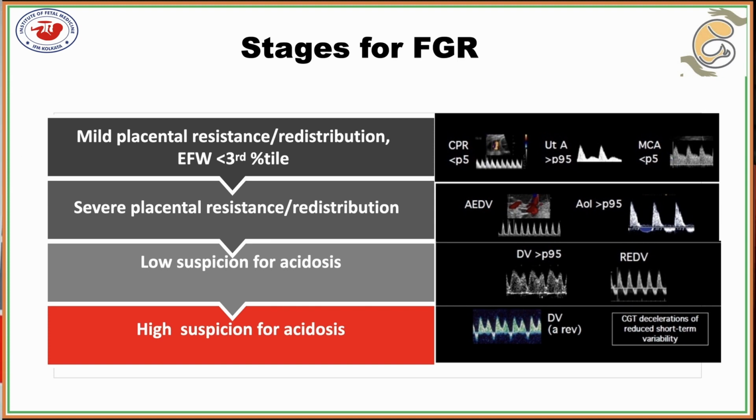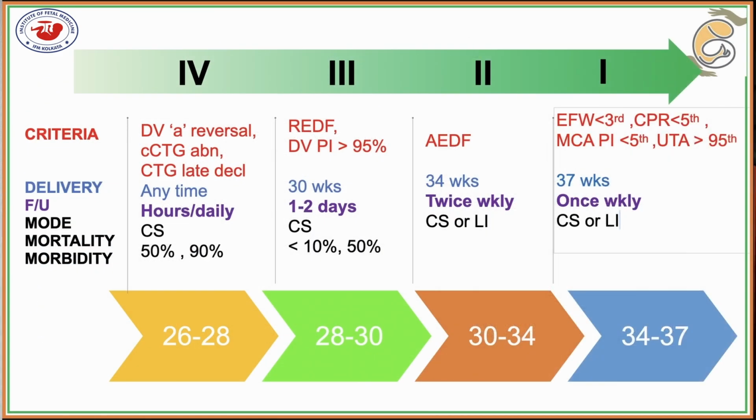If you are serially scanning them, if you are not delivering, then what? You have to recall them. You have to call them back. So when you will call them back, that concept we have to understand. So this is the timeline of the different stages of growth restriction. Now this is the criteria, delivery, follow-up, mode, mortality and morbidity.